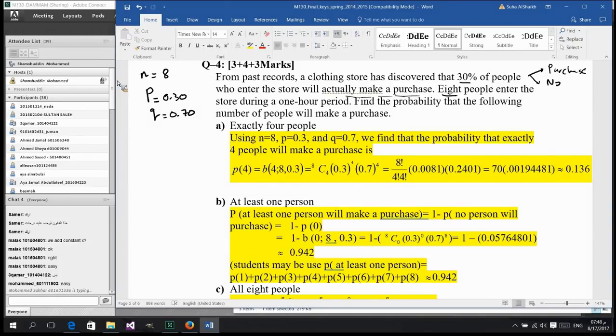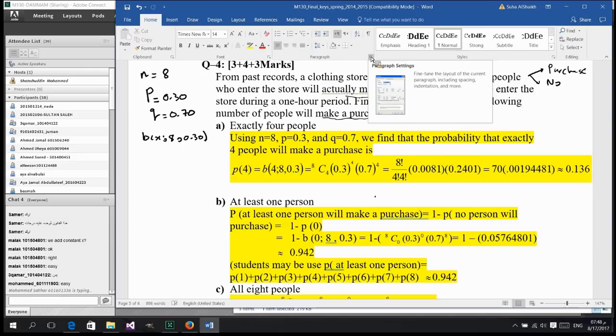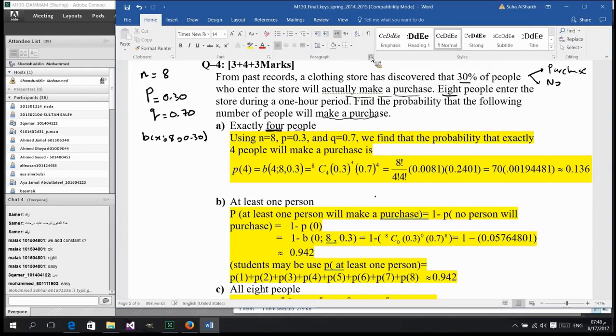Find the probability that the following number of people will make a purchase. So I'm talking about binomial. X, my n is 8, my p is 0.30. Exactly 4 people. Where's my cursor? It's here. Exactly 4 people will purchase. So I'm talking about binomial 4, 8, and 0.30, right? Find the binomial.